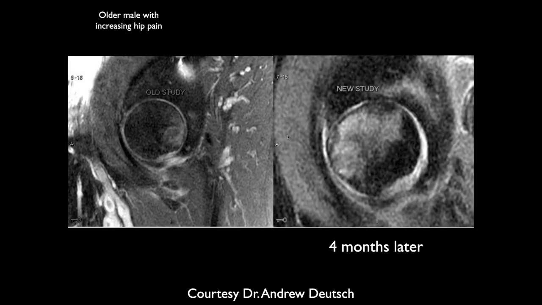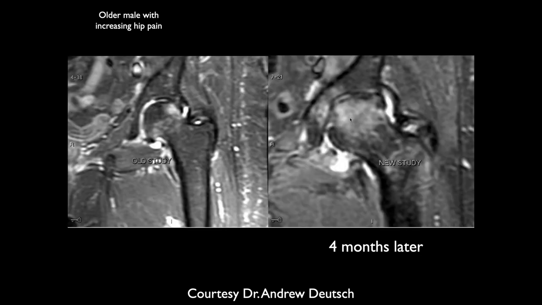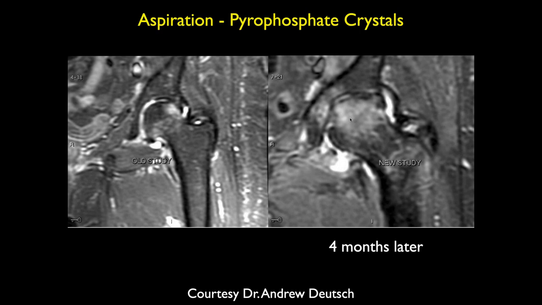I'd like to see his plain films. And here again on the new study, we can see diffuse edema throughout that right femoral head and some superior joint space narrowing and some early osseous remodeling along the anterior superior femoral head. Yeah, this is just rapidly progressive degenerative disease. Aspiration, pyrophosphate. Okay, so this may be due to CPPD deposition disease since he has pyrophosphate crystals, or pseudogout. That's what it's called.